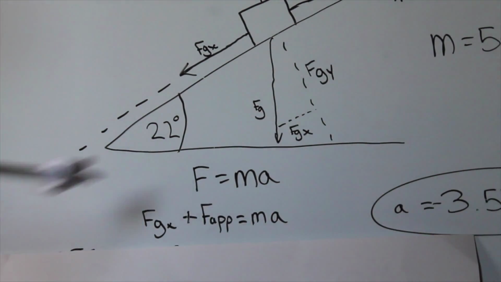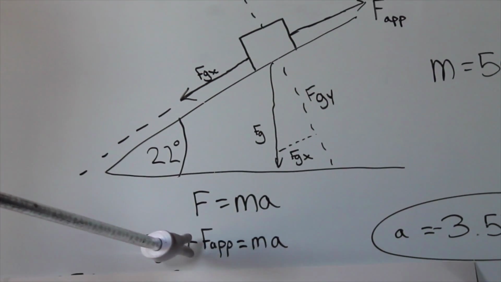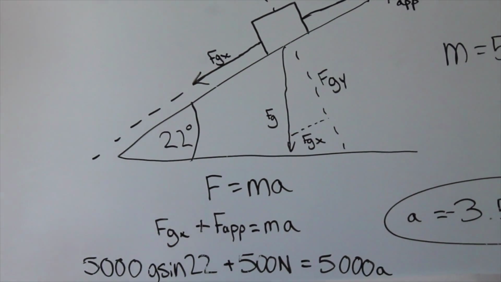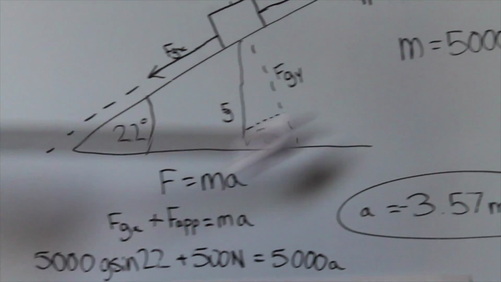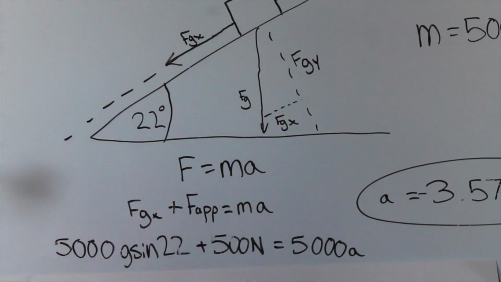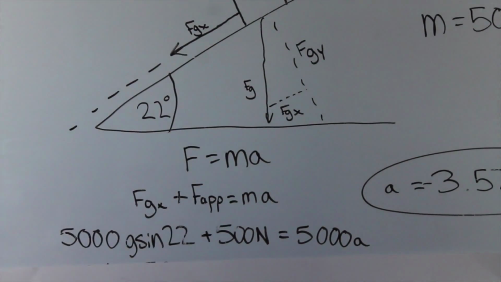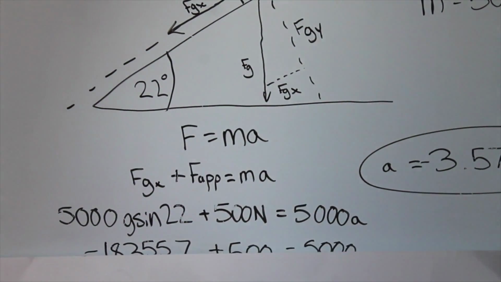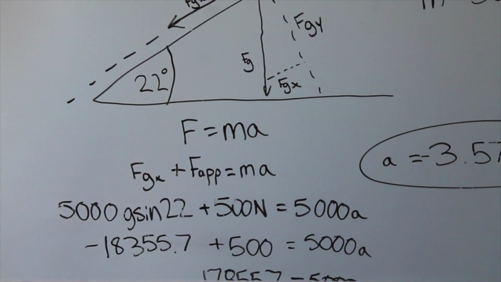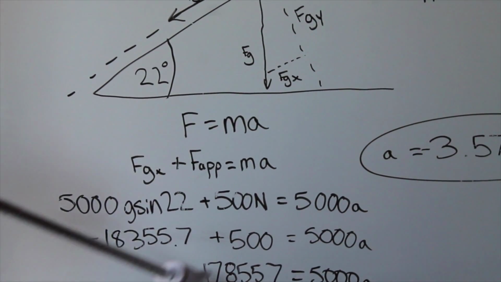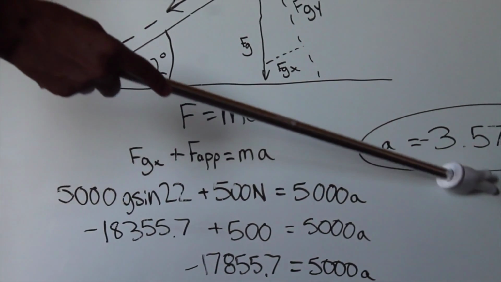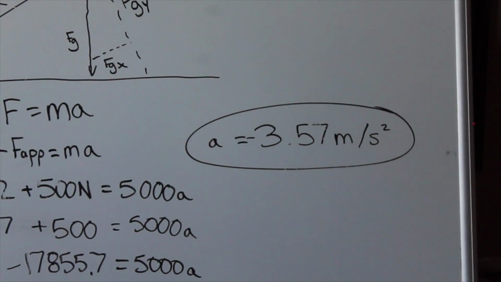So you're going to take your FGX, which is gravity, and then sum your forces with the applied force equals mass times acceleration. Then you take your 5,000 times sine of 22 plus 500 newtons, which is the force applied, equals 5,000 times acceleration. You plug that into your calculator and sum your forces here, and then you still have your 5,000 on the acceleration. After summing your forces, you get this number, and you divide by 5,000, and your answer is negative 3.57 meters per second squared.